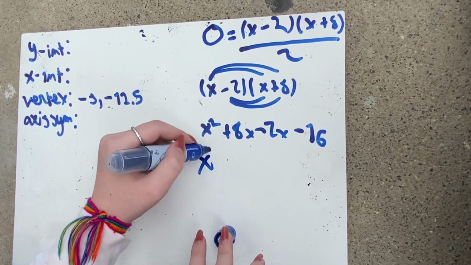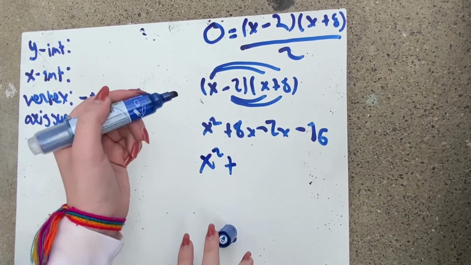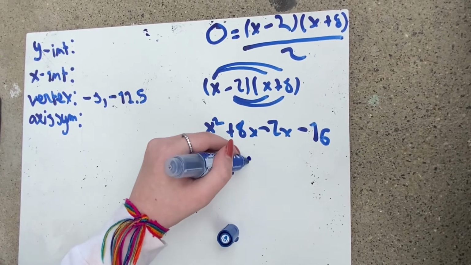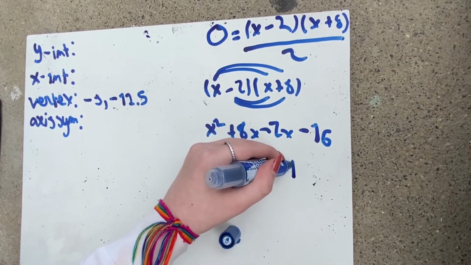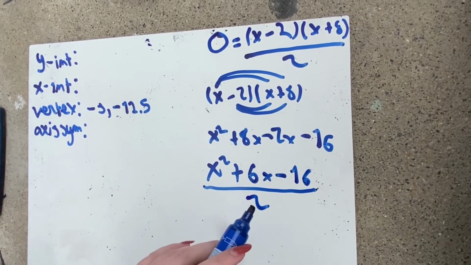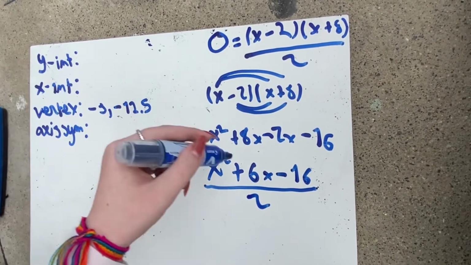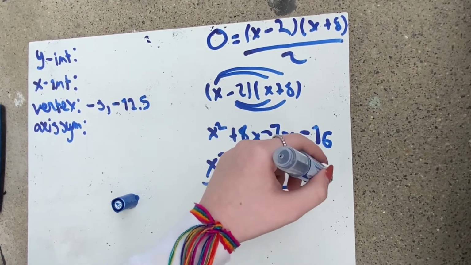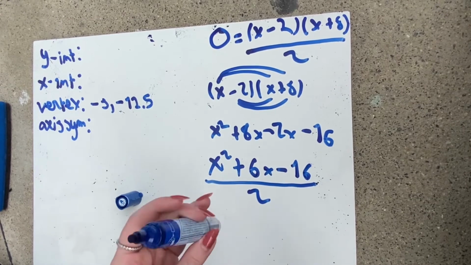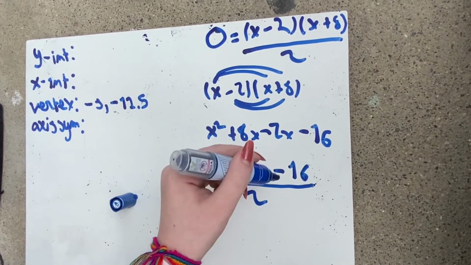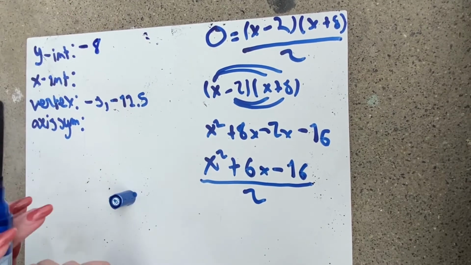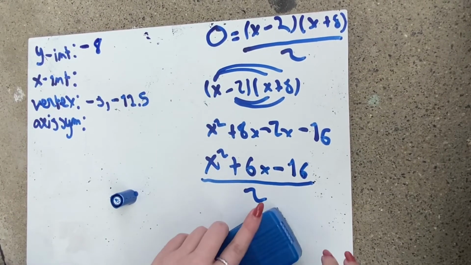So it's going to turn out x squared plus 6x minus 16, and all of this is over 2. Since the y-intercept is always the c, it would be negative 16, but since it's divided by 2, we can simplify it, and that's going to turn into negative 8. So we know that the y-intercept is negative 8, right? Right.